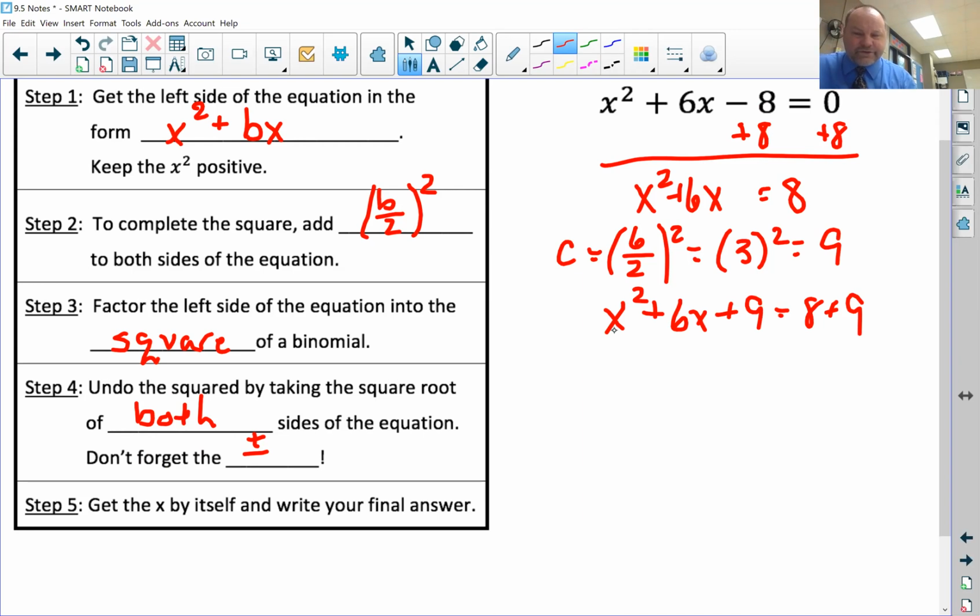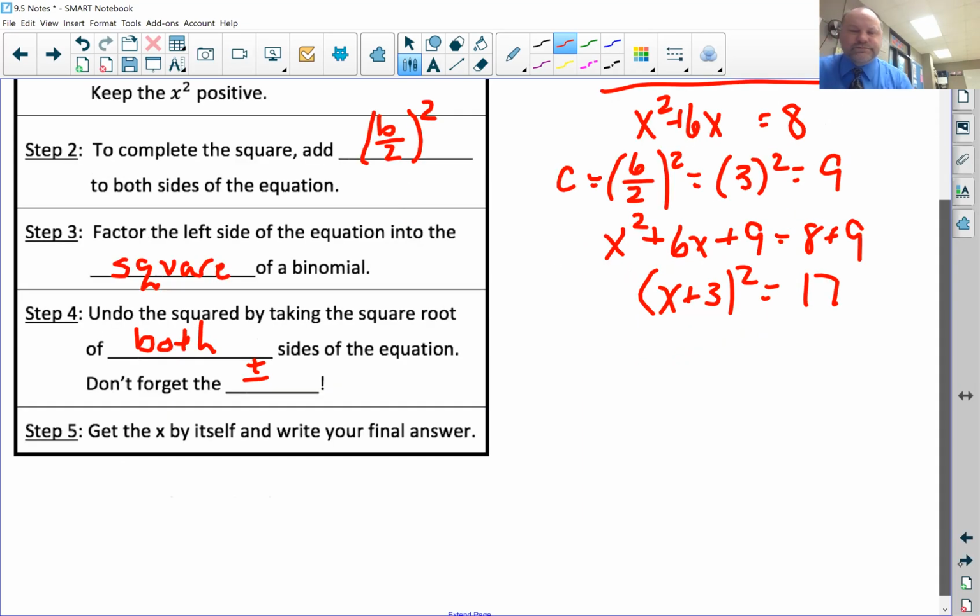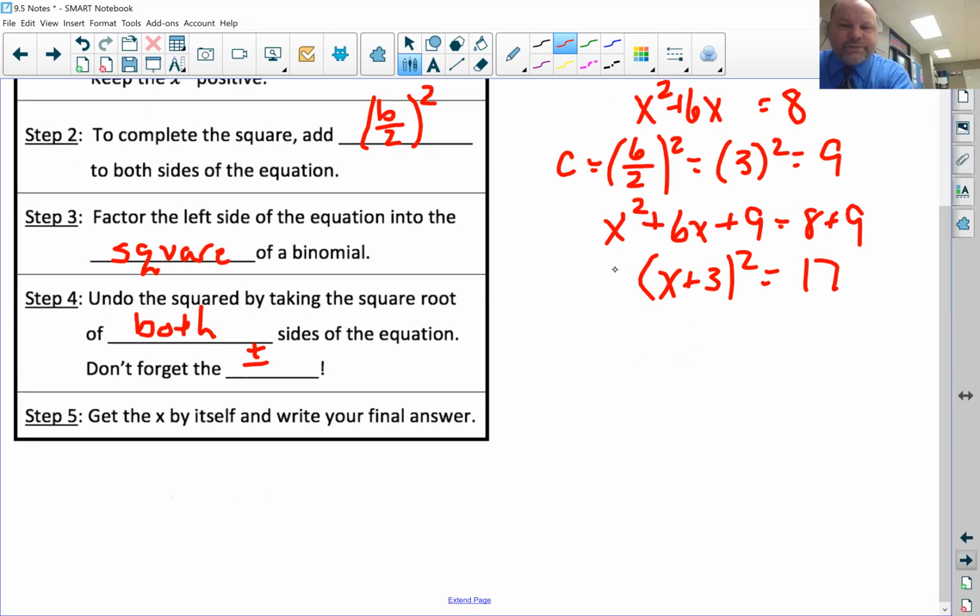I want to factor and write the left-hand side as the square of a binomial: x plus 3 squared. 8 plus 9 is 17. I'm going to take the square root of both sides. What happens on the left is I'm left with just x plus 3. The square root and the square cancel each other out. On the right-hand side, I have plus or minus square root 17.